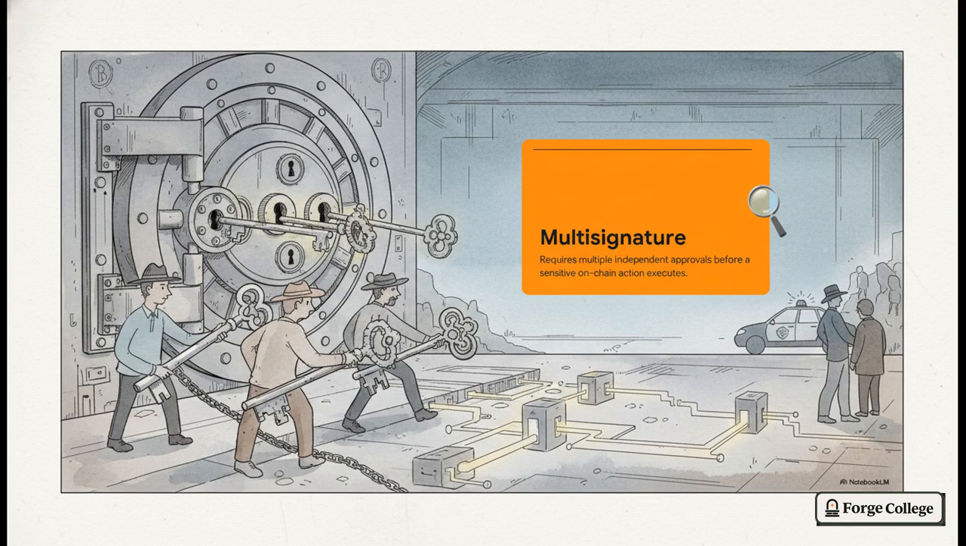I actually like to think of this using a classic heist movie metaphor. Picture a massive, totally impenetrable underground bank vault. To get that main door open, you don't just use one key, no way. You need the demolition expert, the hacker, and the mastermind to all insert their independent keys and turn them at the exact same time. If one of them gets caught, or just forgets their key at home, the vault stays completely shut. Multisig basically takes that heist movie logic and puts it right on the blockchain. It requires multiple independent cryptographic signatures before a sensitive transaction can actually execute.